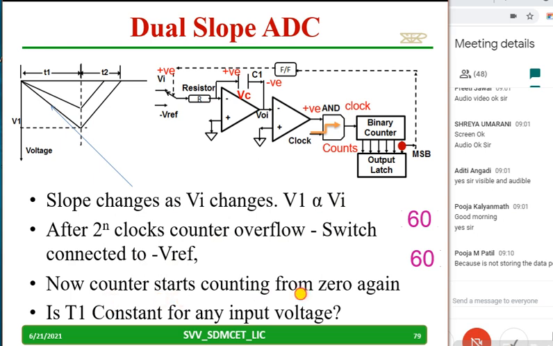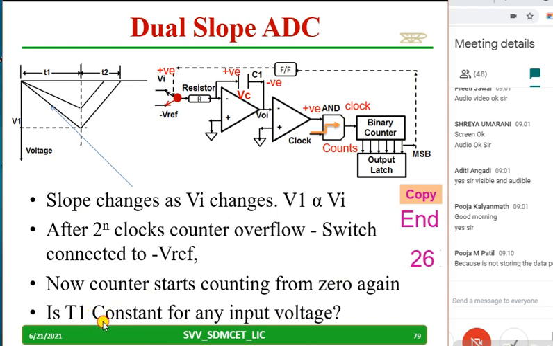Now the counter starts counting from 0 again. Whenever overflow happens, all bits are 1. When you give one more clock pulse, it will become 0, and again it will start from 0001, 0010, and continue like that. This time period we call T1. And I am asking, is T1 constant for any given input or not? Observe carefully, try to understand. Because of this overflow, the switch will be connected to the minus V reference. Copy down, you have a maximum of 2 minutes.